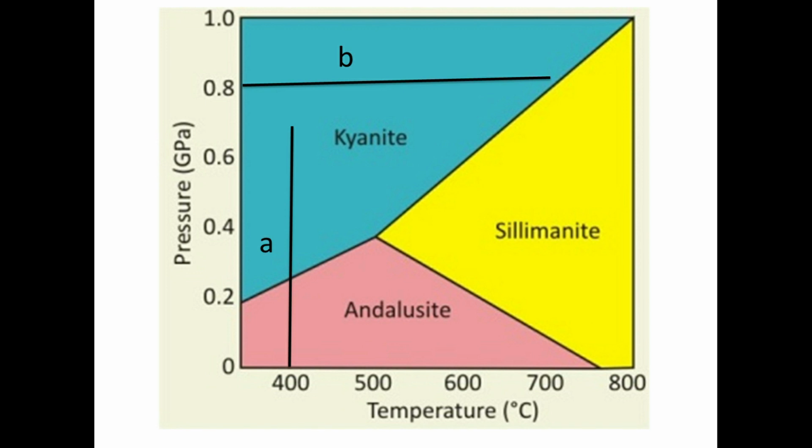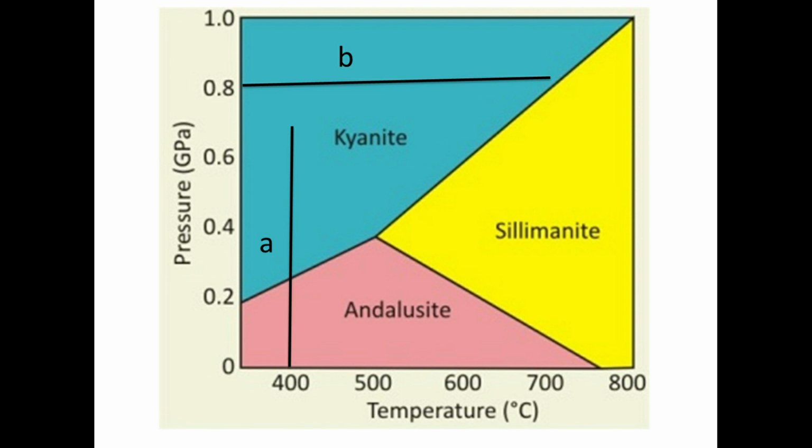Now observe the line A in the kyanite zone. As you can see, for the same temperature of 400 degrees Celsius, we can have different pressures like 0.2, 0.4 and 0.6 gigapascal and so on. So you can say that pressure is not dependent on temperature. That is, we can increase or decrease pressure without changing temperature.